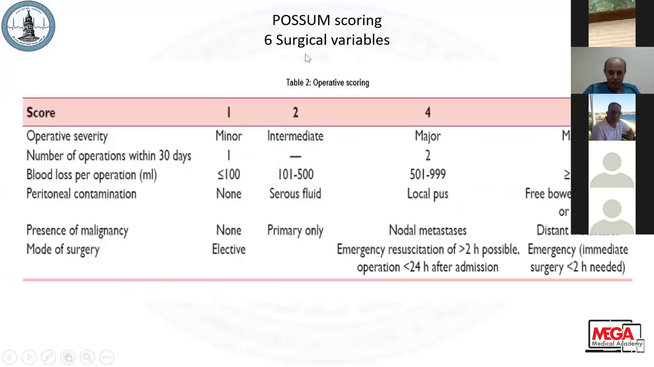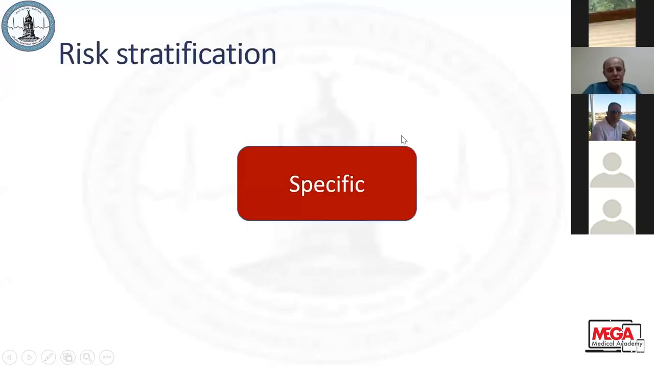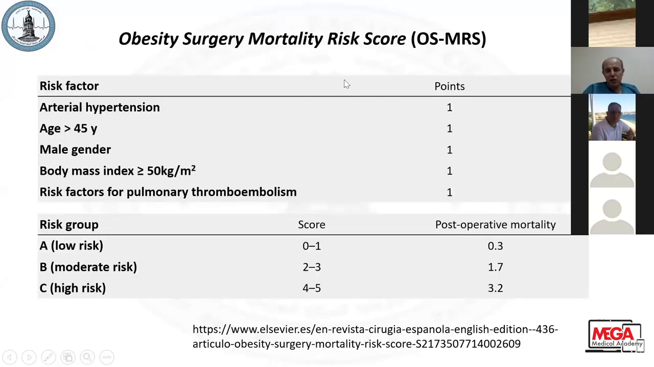Another score is the revised cardiac risk index, which is commonly used for cardiac patients coming for non-cardiac surgery. The most specific for obese patients, which has been validated recently, is the obesity surgery mortality risk score, which includes the following 5 factors: arterial hypertension, age more than 45 years, male gender, body mass index of more than 50 kilograms per square meter, and risk factors for pulmonary thromboembolism. The low risk patients would have a score of 0 to 1, and the high risk would have a score of 4 to 5.